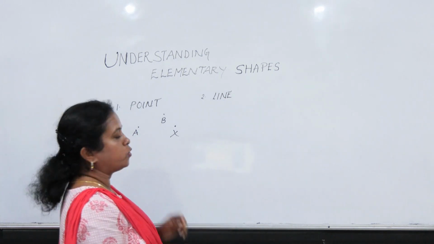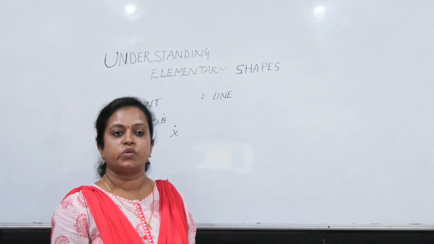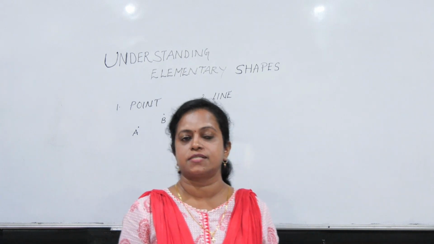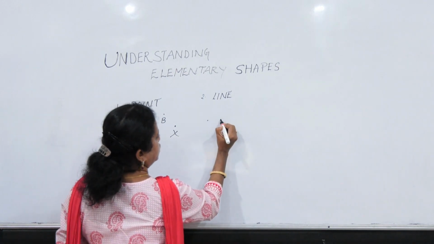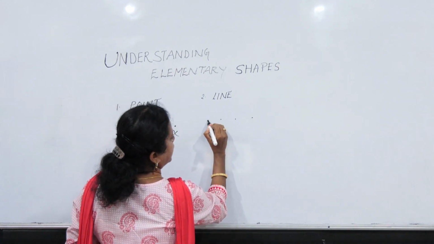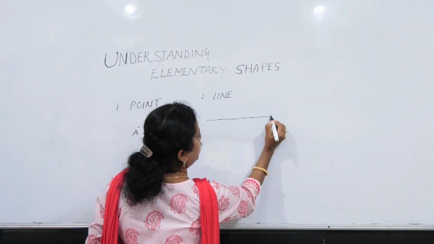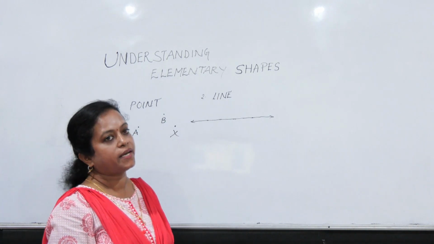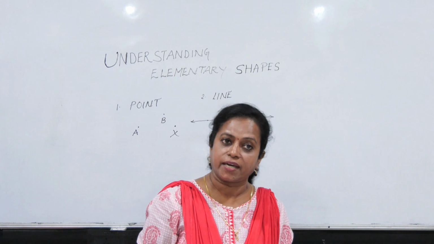Now that you know about point, when you have a set or a collection of points which can be extended indefinitely in both the directions, then it forms a line. बहुत सारे बिंदु अगर हमारे पास हैं और हम इन्हें जोड़ते हैं और इसे हम दोनों डायरेक्शन में अगर एक्सटेंड कर सकते हैं तो वो क्या बनाता है? It forms a line. और हिंदी में हम लाइन को क्या कहते हैं?